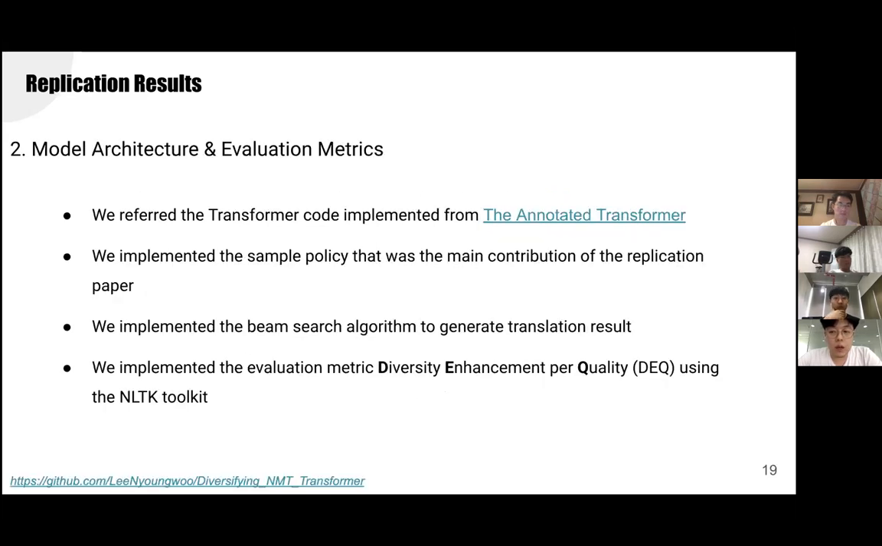Before replicating the result of diverse translation, we have to produce the baseline translation result. To implement the baseline model, we referred to the Transformer code implemented by Harvard, and we implemented the sampling policies that were the main contribution of the replication paper. All of the implementation code is publicly available on the GitHub repo below.